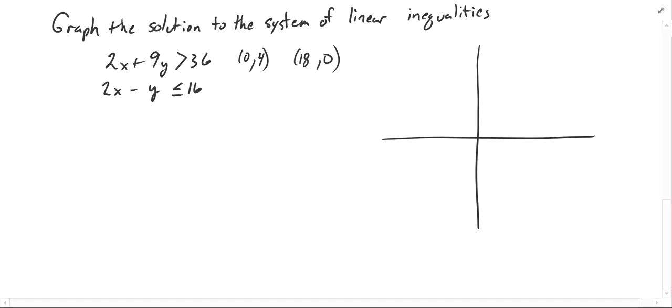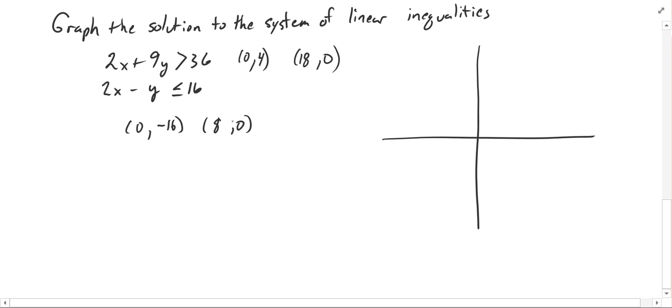And let's go ahead and find the intercepts down here just so I know what I'm looking at. If x is 0 in the second equation, I'll get y is equal to negative 16. And if y is 0 in the second equation, x would be 16 divided by 2, it would be 8.